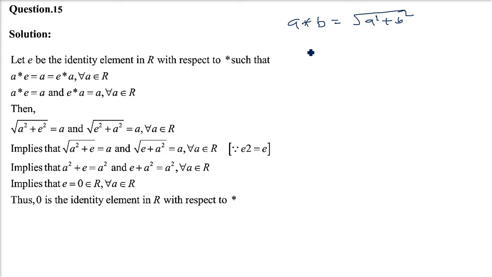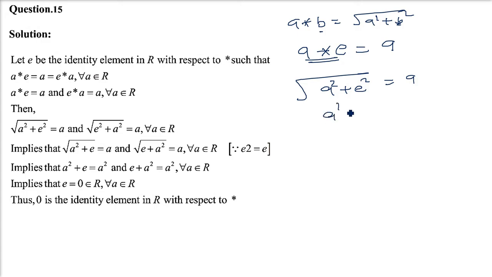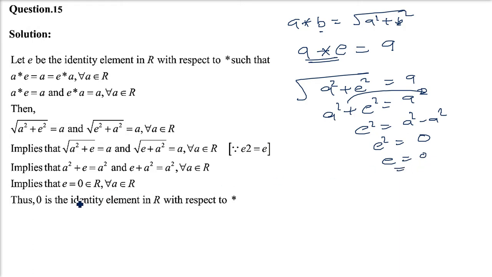So what is the identity element? When you operate A with any value and if that value A comes back, that is the identity element. A star B is defined as under root A square plus B square. So A star E will be under root A square plus E square. Now square both the sides. A square plus E square is A square. So because A square gets cancelled, E square is equal to 0, that is E is 0. So 0 is the identity element in R with respect to this star.